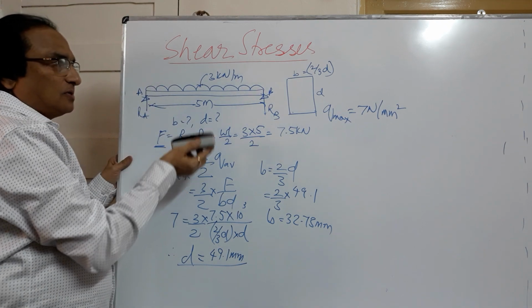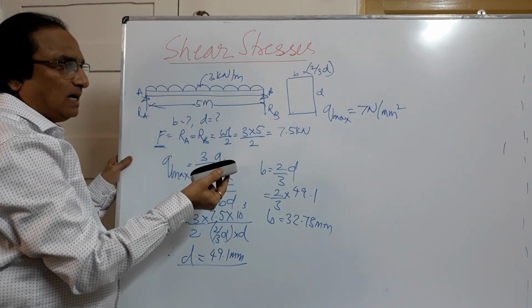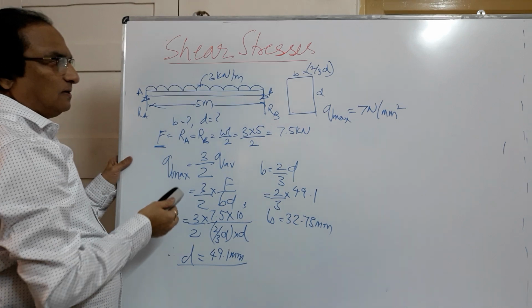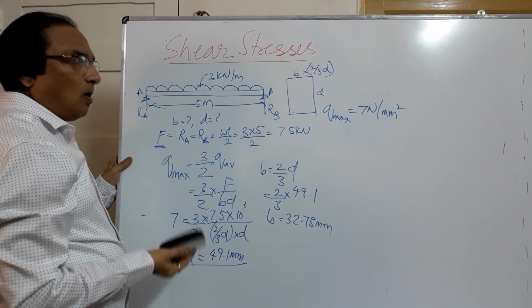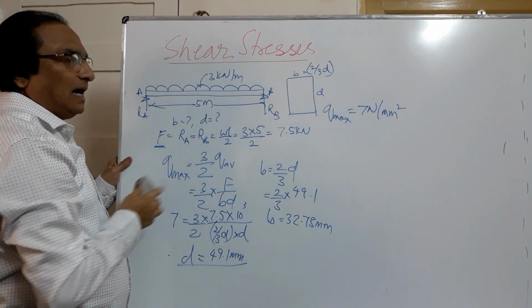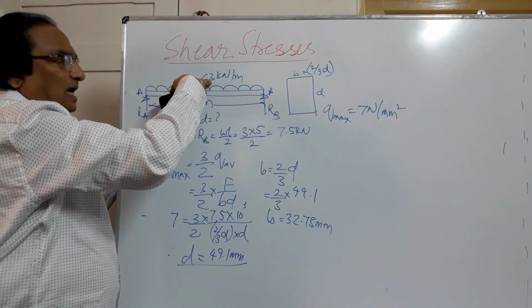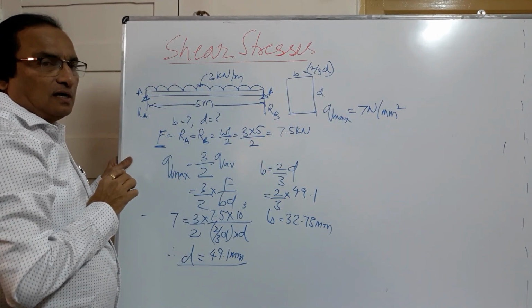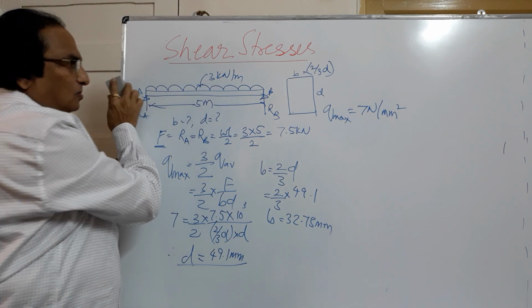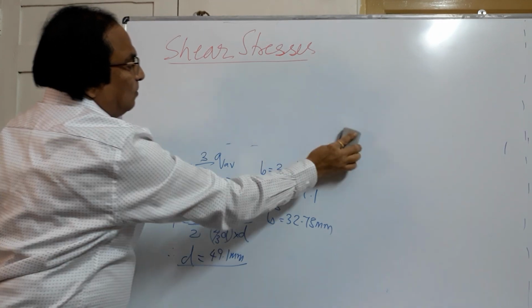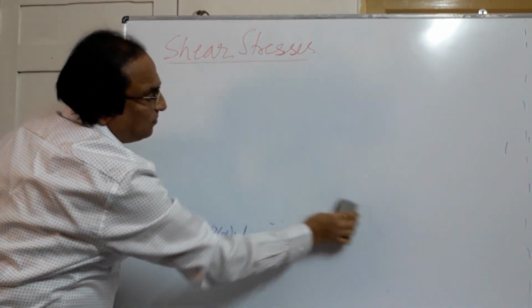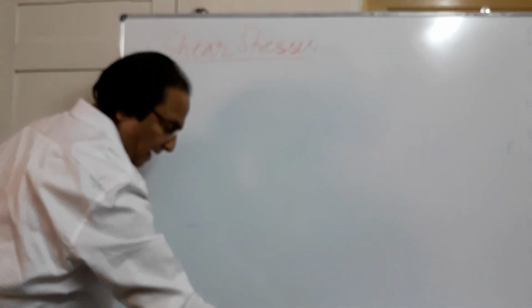So in such problems, one thing will be given, another thing will be asked. Here maximum shear stress is given, load is given, span is given, you are required to find out B and D. Or I'll give B and D, I'll give the maximum shear stress and ask you to find out how much is the load acting on the beams. So different categories will be there. Data will be given.